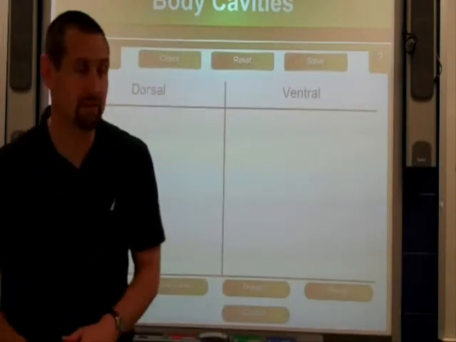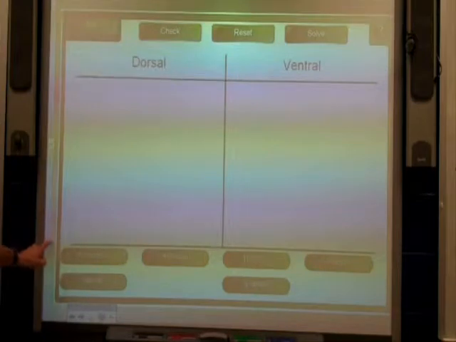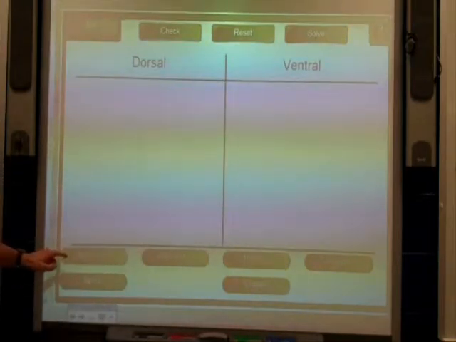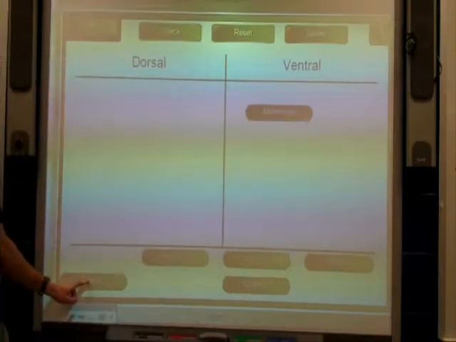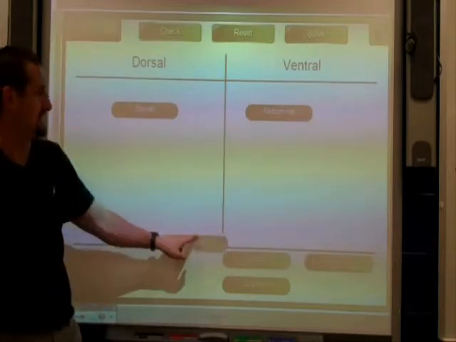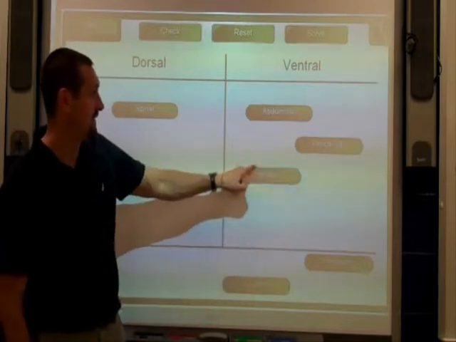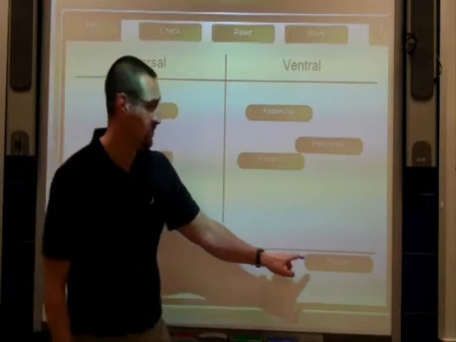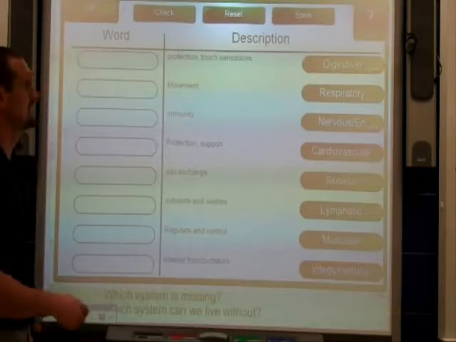So take a look at some of these body cavities. Let's see if they're dorsal or ventral. All right, so the abdominal cavity, dorsal or ventral? All right, so that's going to be in the front. Spinal cavity, that's going to be in the back. Pericardial cavity, that's a subdivision of the thoracic cavity. The thoracic cavity is also ventral. Cranial is dorsal. Pleural is where your lungs are, so that will also be ventral.